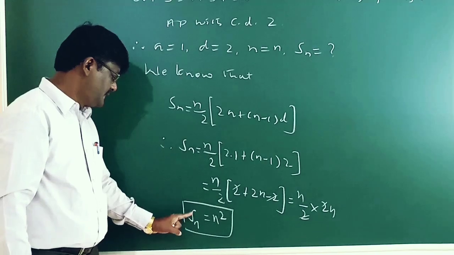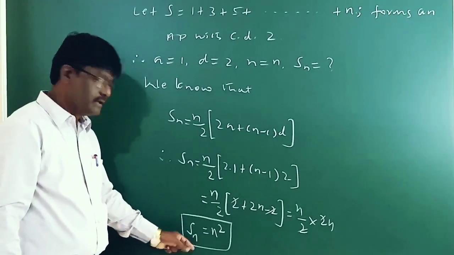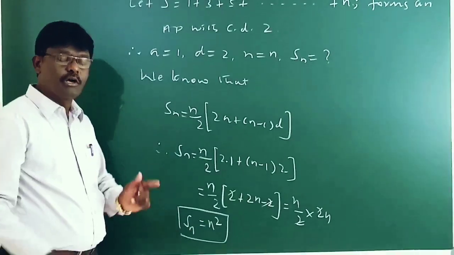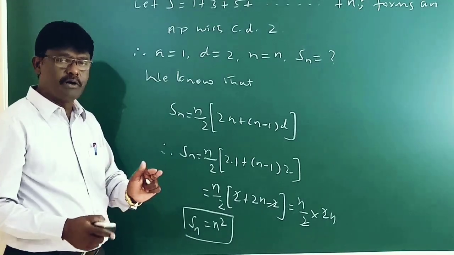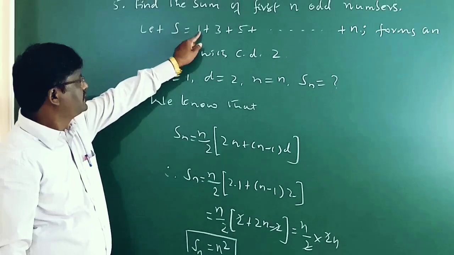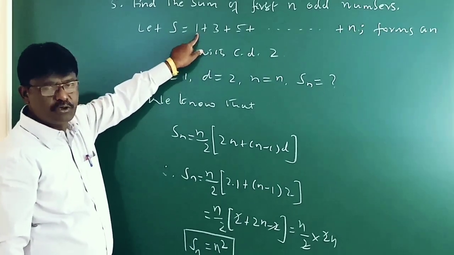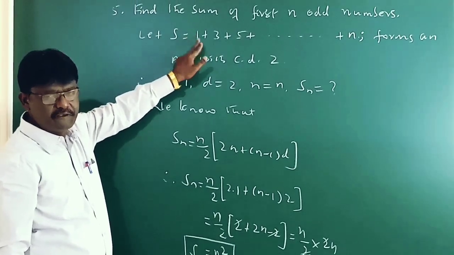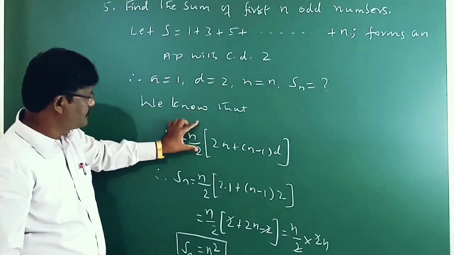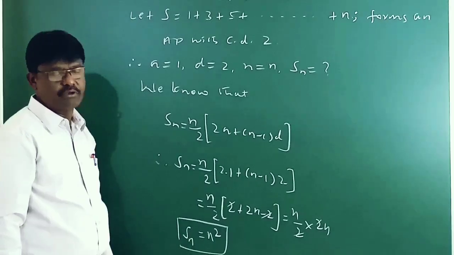Thus, Sn equals n square. Here, you have to observe one thing: the sum of n odd numbers. Therefore, we can take this itself as a formula only for the sum of first n odd integers. Look at this, children. If it starts from 1 and the common difference is 2, that means nothing but odd numbers. If it is nothing but odd positive integers, then instead of using the other formula, we could even use this one: Sn equals n square.